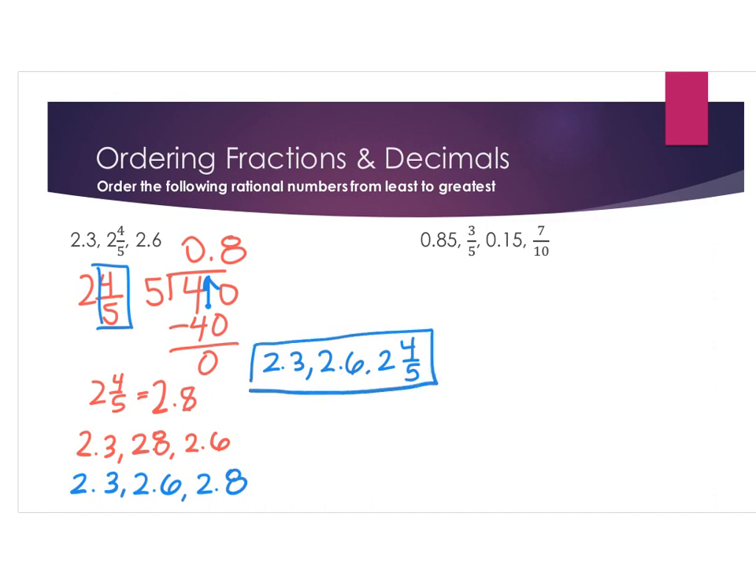So you might have to write your answer two different ways, with the numbers that you got when you divided and then the numbers that they gave you. So I want you to go ahead. Here I have the numbers 0.85, 3/5, 0.15, and 7/10. We need to order them as well from least to greatest. I have 2 decimals and 2 fractions. So you can decide whether you want to change these 2 fractions into decimals or change these 2 decimals into fractions and compare them.